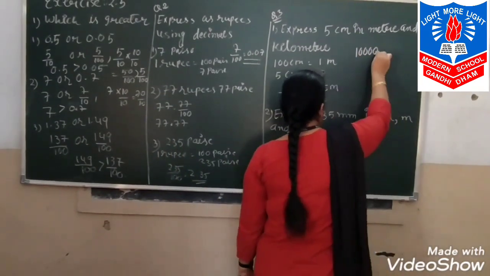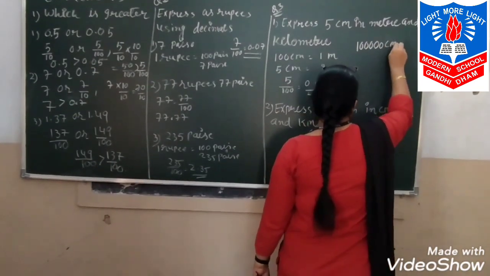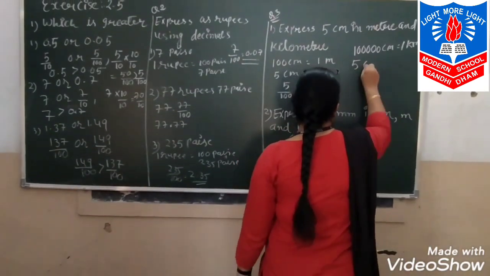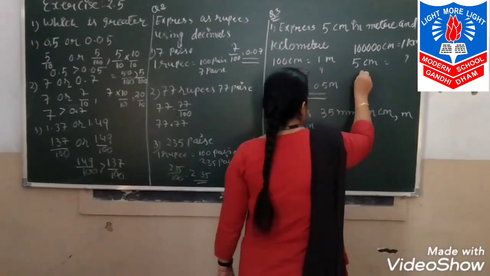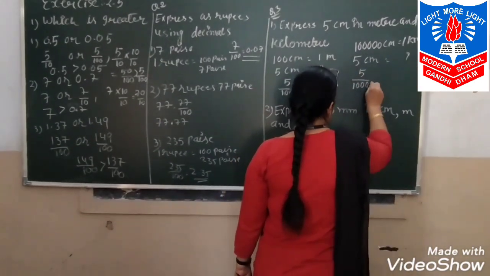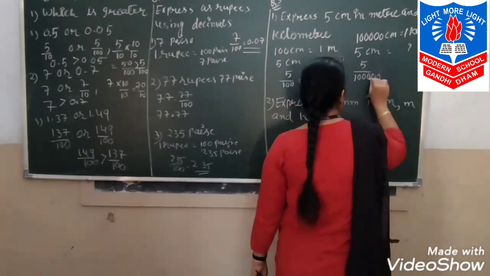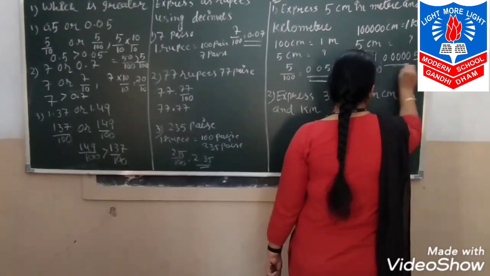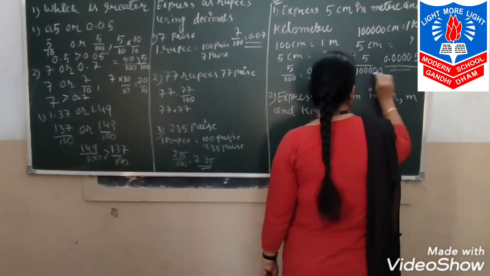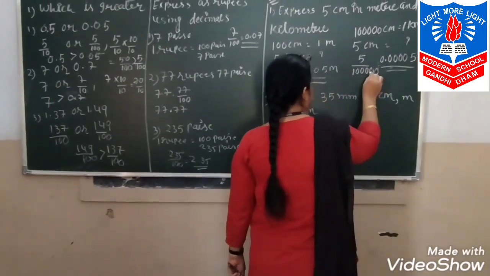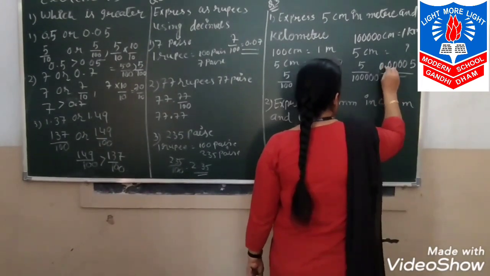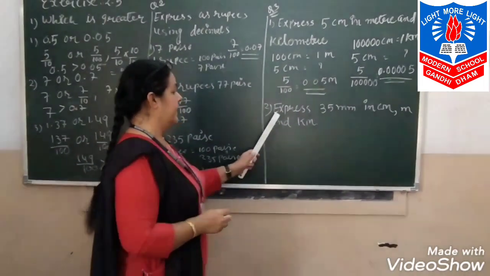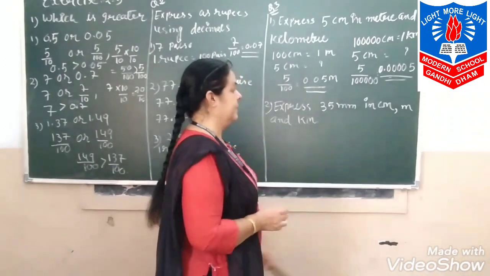1 lakh centimeter is equal to 1 kilometer. We have 5 centimeter is equal to how much? So 5 upon 1 lakh. See, after the point 5 digits: 1, 2, 3, 4 and 5. So we write 0.00005.